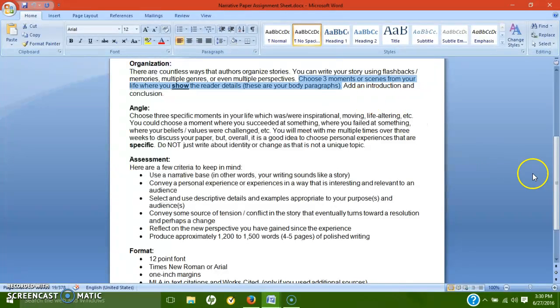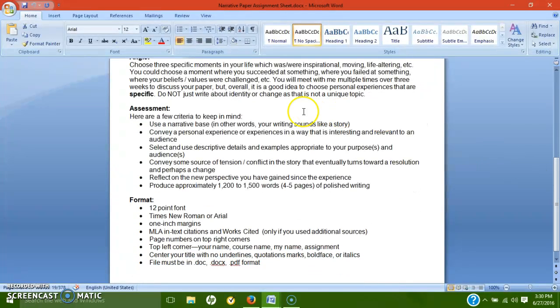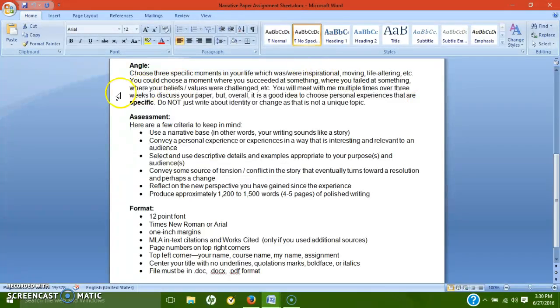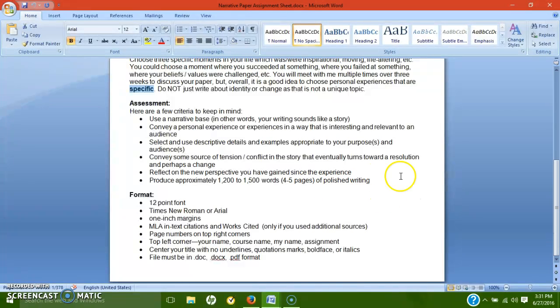This is the heart of the paper. The angle, don't worry too much about this, but basically specifics. So again, identity and change are not good themes. Everyone has that. Everyone's going through an identity crisis or a change when they enter college. So make it more specific than that. The assessment we'll go through in just a second. There's a separate rubric for that.